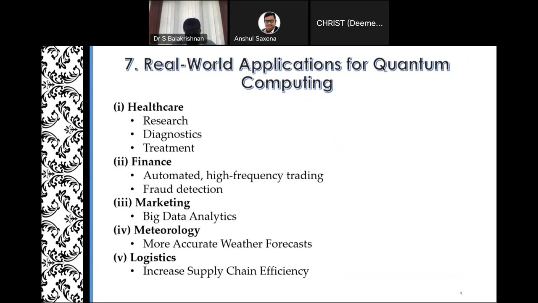So these are the real world applications for quantum computing. They are very important in terms of healthcare, finance, marketing, meteorology, and logistics. These are the five applications based on quantum computing.